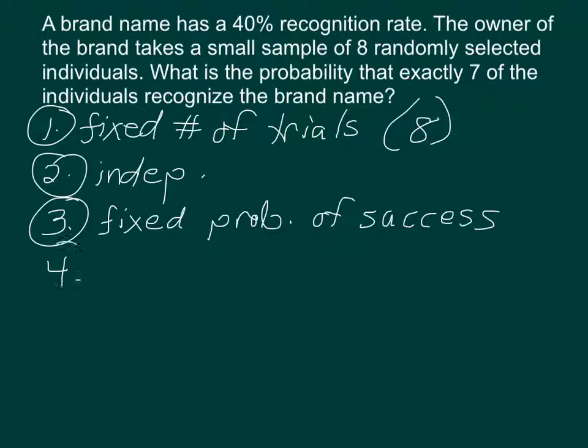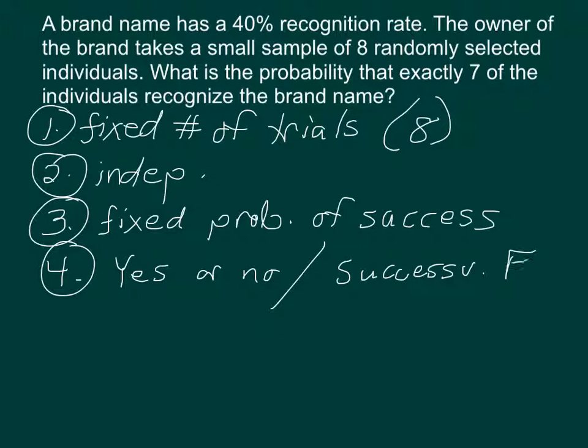And then 4, right? What's the other criteria? It's that each trial can be broken into success or failure, or a yes or no. So either they recognize the brand or they don't. There's success or failure, right? Either a yes or no, or a success versus failure. And so that makes it a binomial probability.